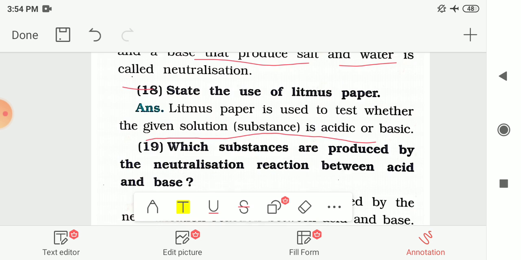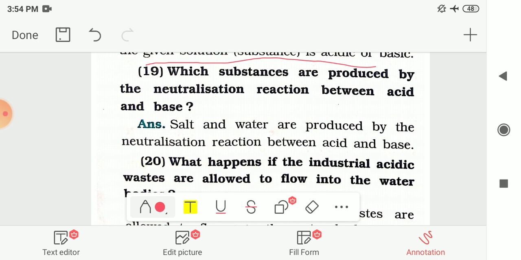Next, 19th number, which substances are produced by the neutralization reaction between acid and base? After the neutralization reaction, as we had seen, salt and water are produced by the neutralization reaction between acid and base. After this process, we can get salt and water.